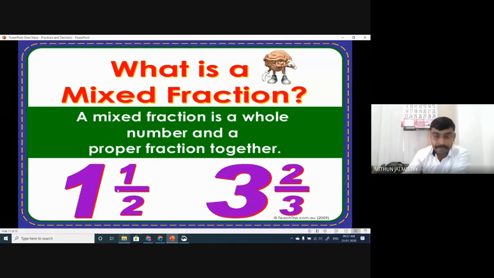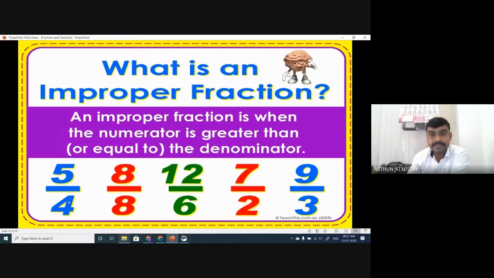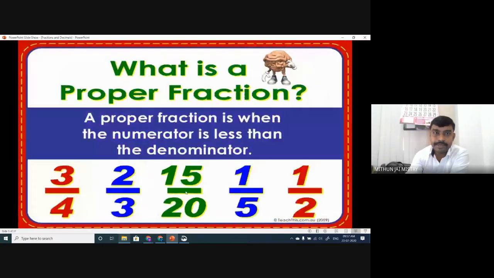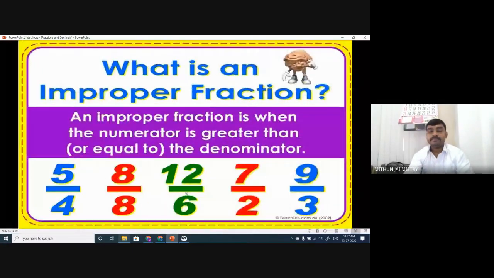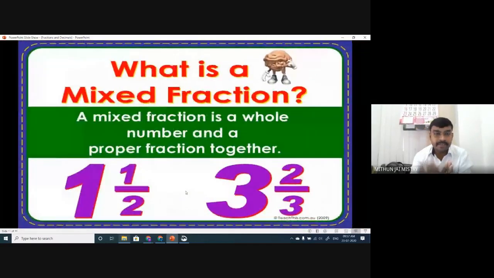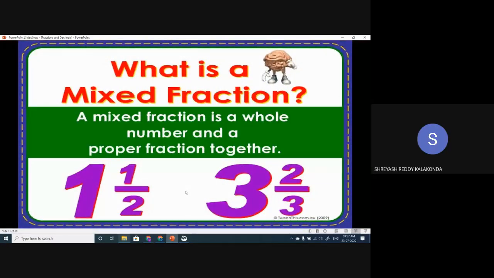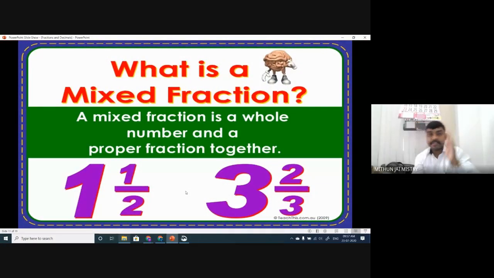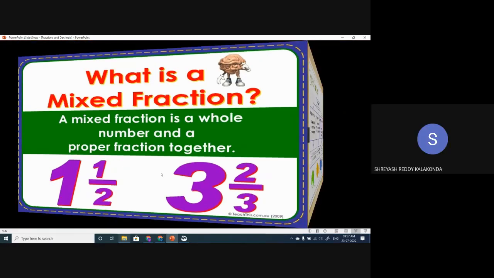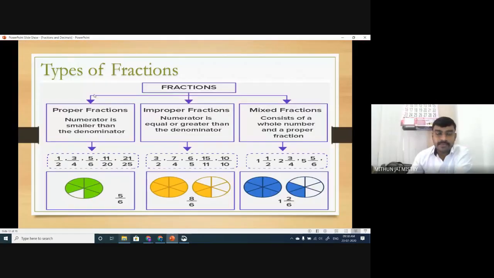Same, every improper fraction also can be converted into a mixed fraction. So for more clarity, what did I say? I said that a mixed fraction can be converted into an improper fraction, and an improper fraction can be converted into a mixed fraction. How? We will see that in our next slides, or after completing these slides.